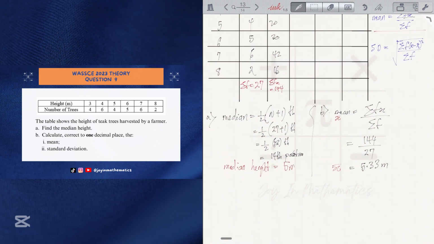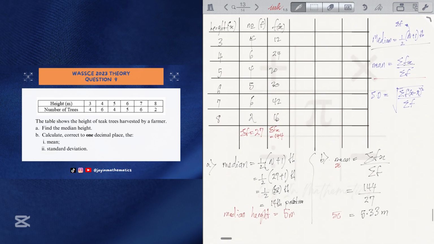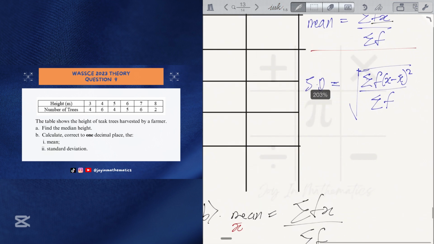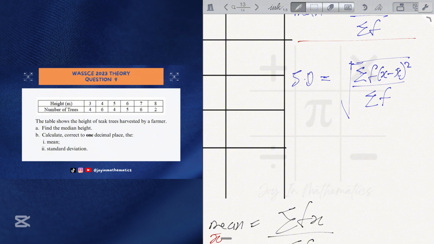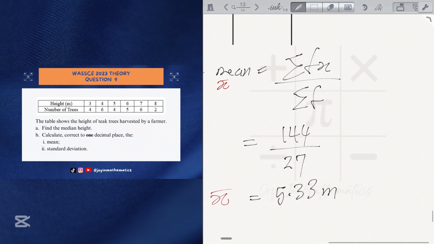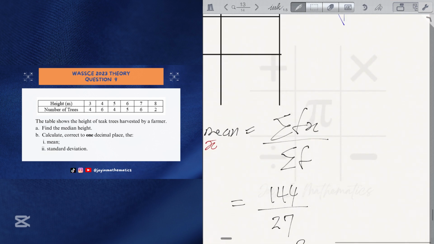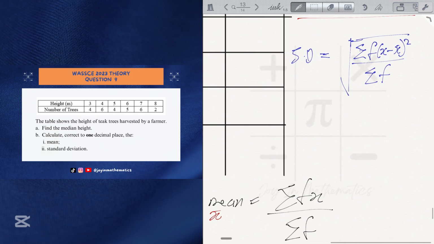Now let's proceed to the last question, where we are asked to find the standard deviation. If we look at the standard deviation formula, we have x bar, and we understood that x bar is equal to 5.33 meters. So we'll be using 5.3 for our calculations. So x bar is equal to 5.3 meters.